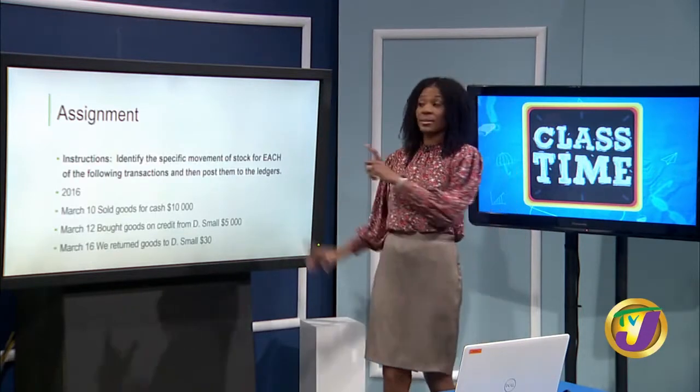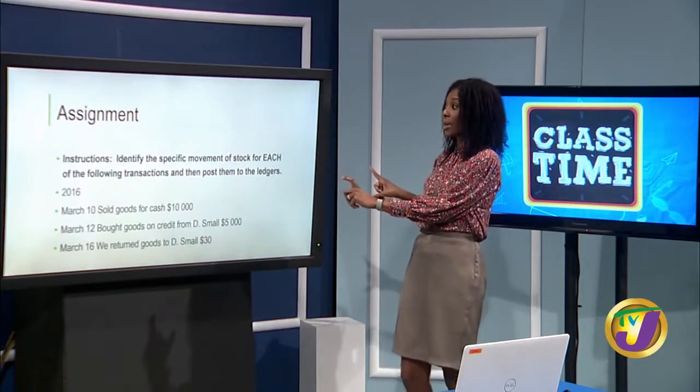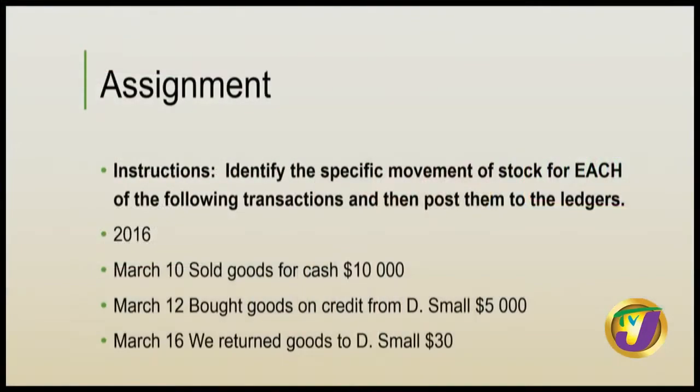Now I want you to take a snapshot of your assignment. You're going to identify the specific movement of stock for each of the transactions below, and then post them to the ledgers. 2016, March 10, sold goods for cash, $10,000. Same 2016, March 12, bought goods on credit from D small, $5,000. March 16, we returned goods to D small, $30.